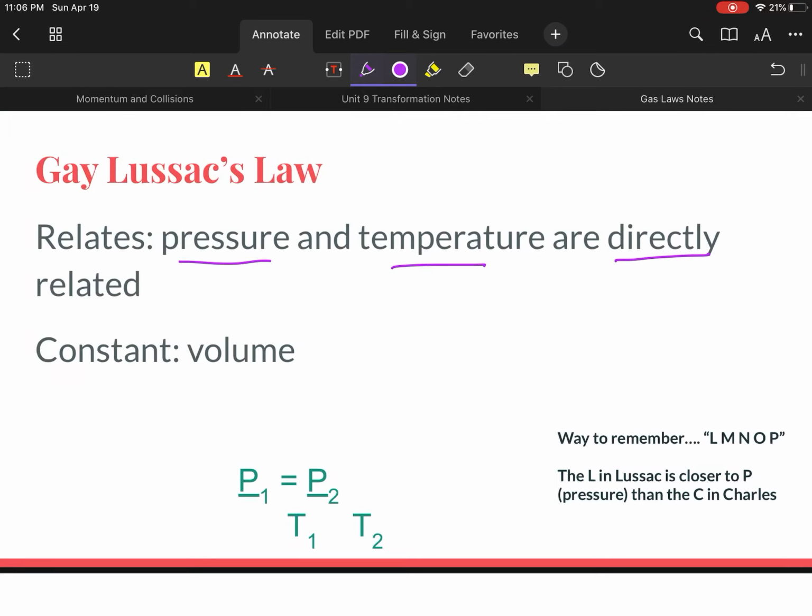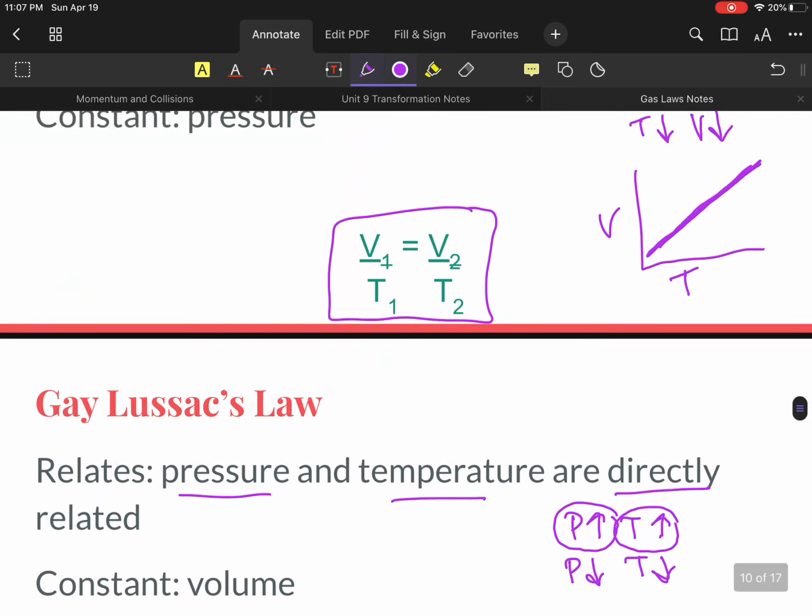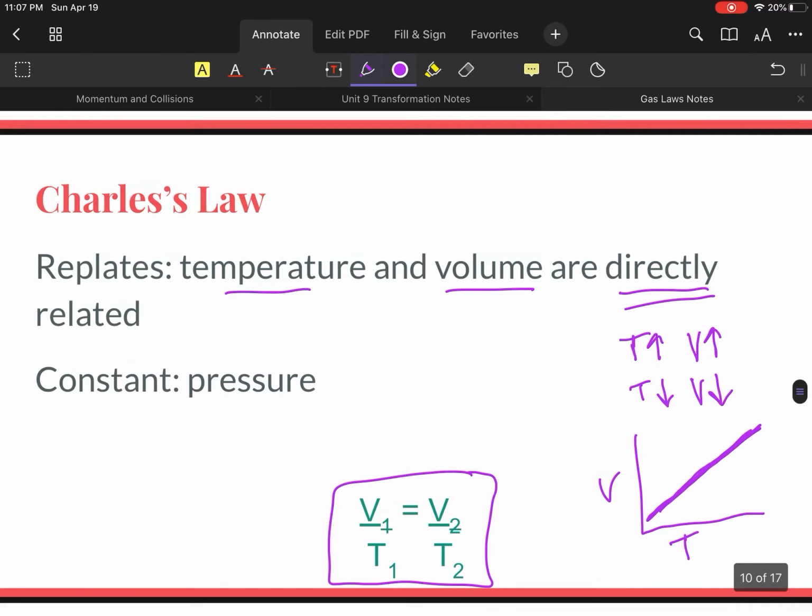Gay-Lussac's, so like pressure and temperature, they're directly related. So again, that means if one goes up, the other is going up. If one goes down, the other is going down. Okay, so this would be like why if you throw a can in the fire, it's going to explode, right? Well, my temperature is going up in the fire, so that means the pressure inside that can is going to start building, and eventually it's going to explode.